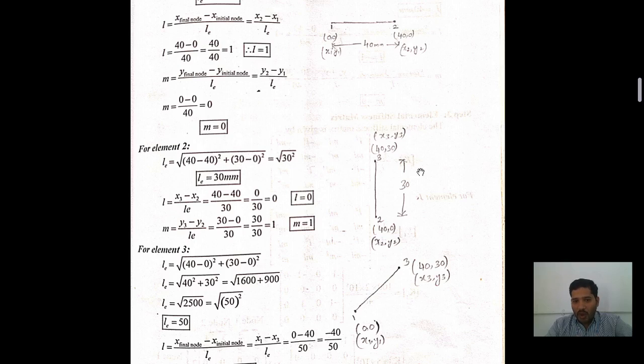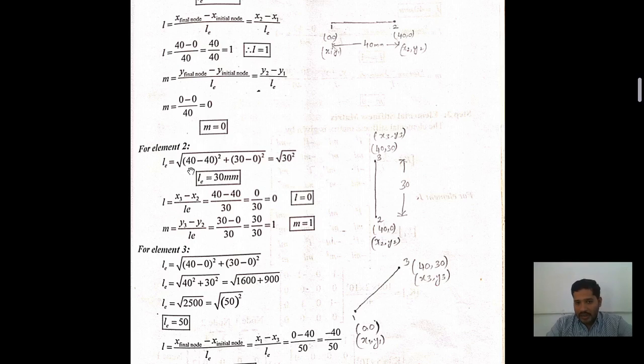So x3 how much is there? 40 minus x2, which is 40, whole square, plus y3 minus y2. y3 is how much? 30 minus y2 which is 0, whole square. So after that you will get the answer LE equal to 30 mm. Clear? I hope you don't have the confusion.